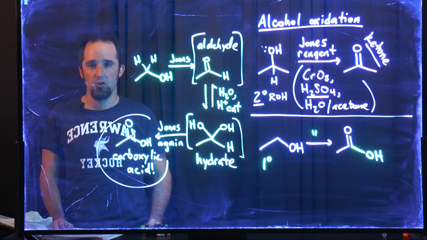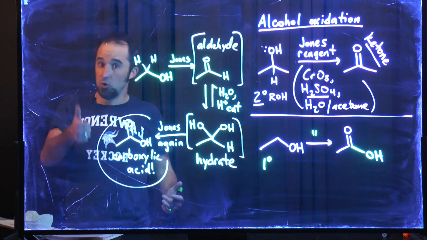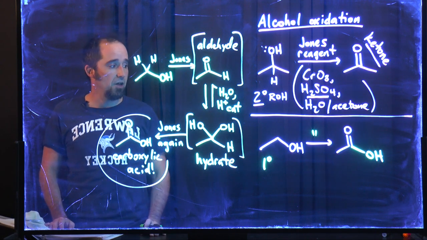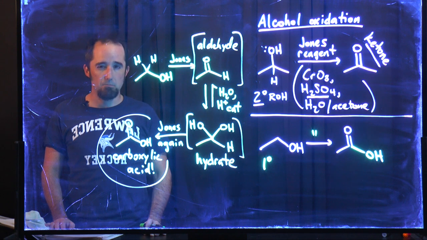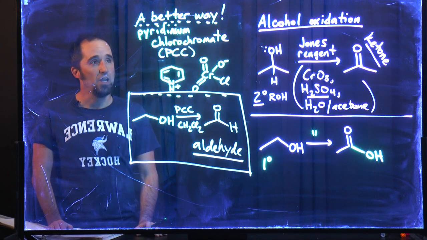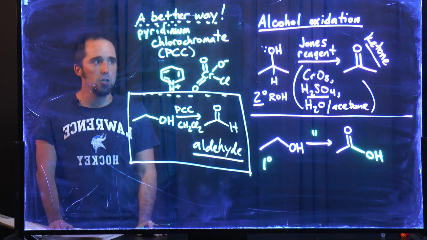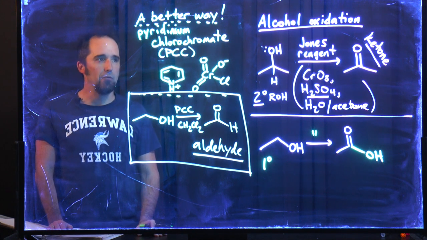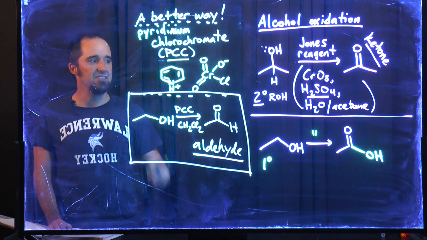We're always going to get the carboxylic acid. So if that's what you wanted, cool, do that. But if it's not what you wanted, we're going to have to think of a better way to get to the aldehyde. Here's a better way. We can use something called pyridinium chlorochromate. Nobody remembers that. People remember it as PCC.